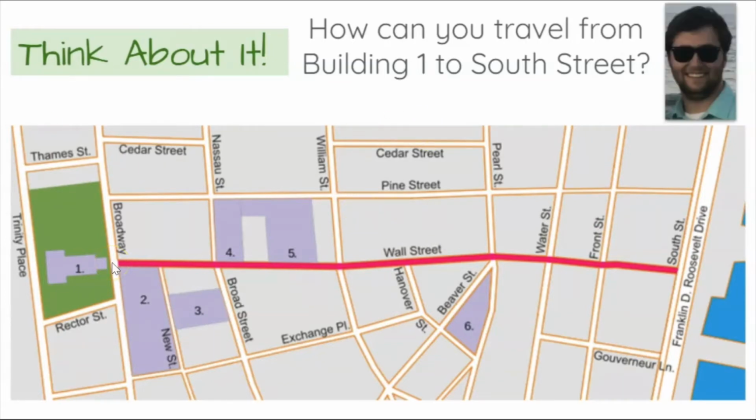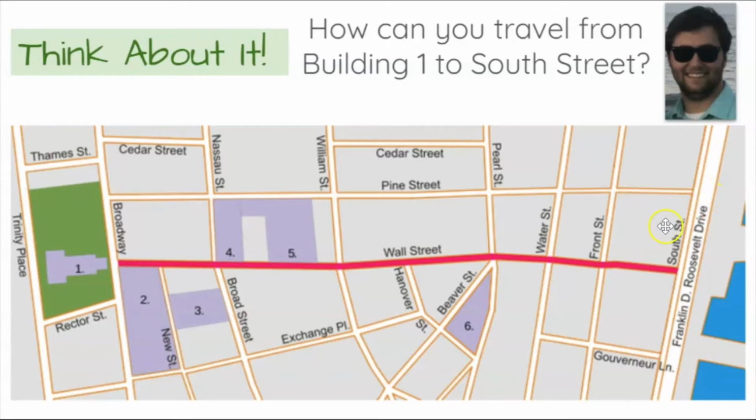All right, let's see what Finley has to say. How will you get from Building 1 to South Street? I'll take a left on Broadway, Okay. a left on Thames Street, a left on Tiny Place, and then I'm going to turn left here, Okay. and then I'm going to turn left here, and then right here. An exchange place? Yes, and then Okay. keep going straight, and then turn right here, and then turn left here. Onto Pearl Street? Yeah, and then turn right here, and then I'm there.